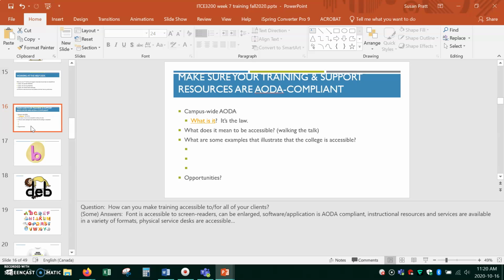So AODA, you might have heard of that when you've been talking about software, and it's the law that our facilities, our services, our software needs to be AODA compliant. So click through here and you can find out what Durham College's AODA policies and standards are, and think about some examples that illustrate that we do have an AODA policy.